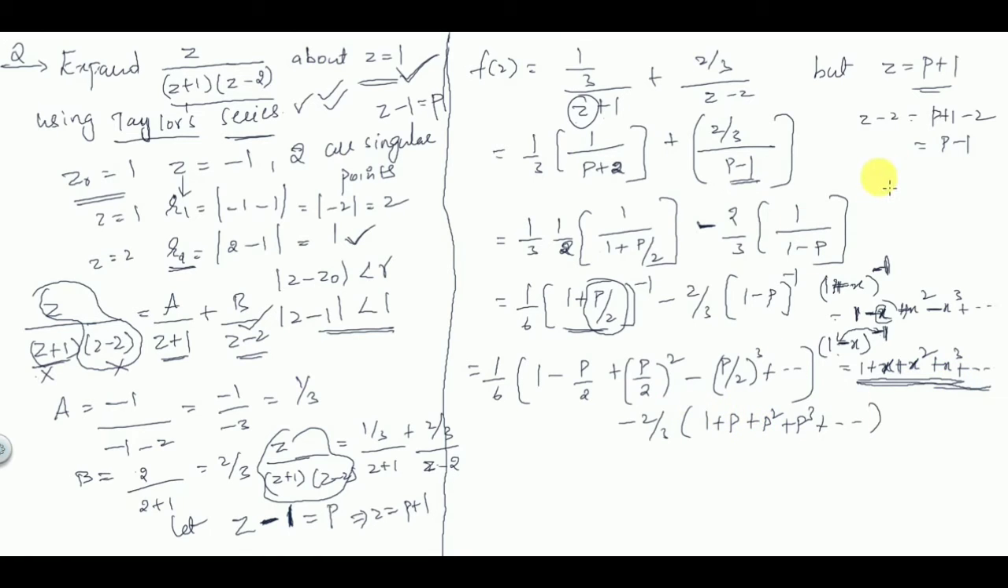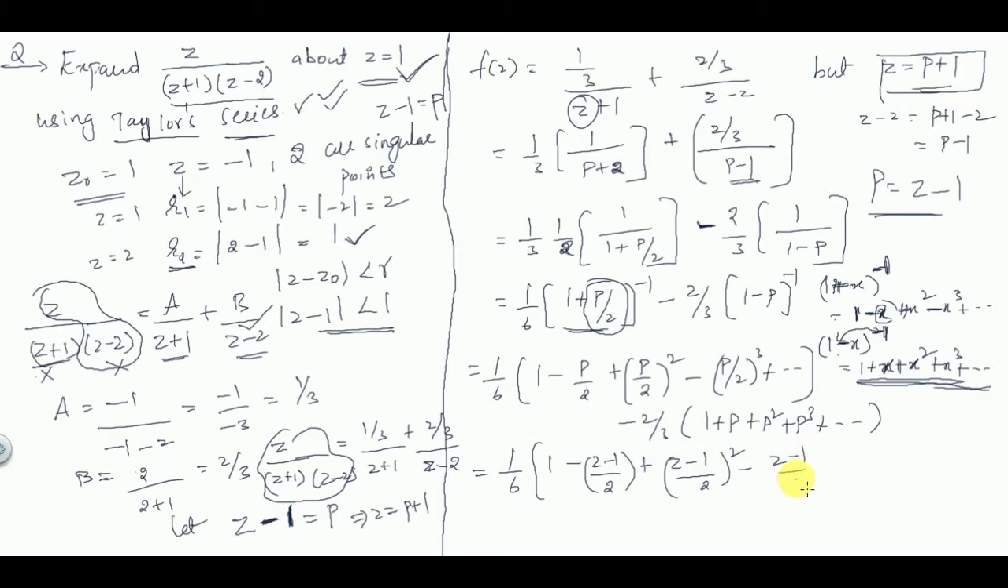Okay, but what is p? p is z - 1. So if z is equal to p + 1, then what is p? p is equal to z - 1. So 1/6 into 1 - (z-1)/2 + ((z-1)/2)² - ((z-1)/2)³ plus so on, minus 2/3 into 1 + (z-1) + (z-1)² + (z-1)³ plus so on. Okay, so this is your f of z.